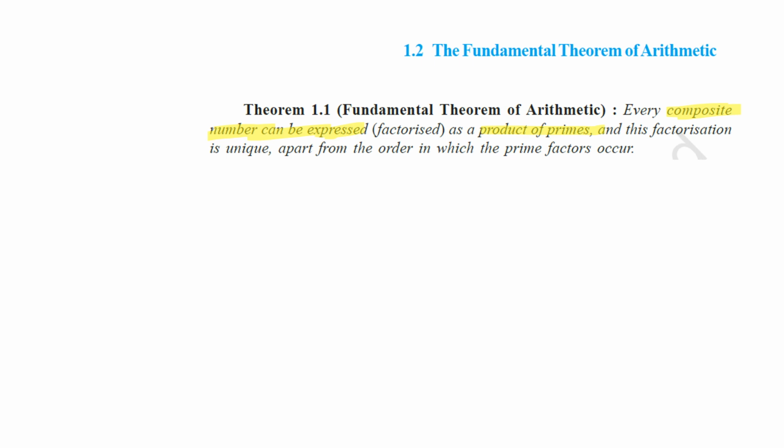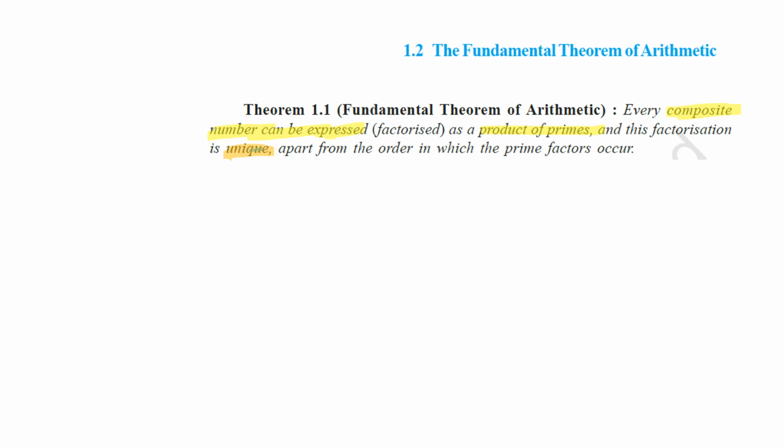So let me highlight that unique part in a different color. Okay, probably not blue. Let me try orange perhaps. Yeah, this is better. Yeah, so every composite number can be expressed as a product of primes, and this factorization is unique apart from the order in which the prime factors occur. So let's understand this statement.